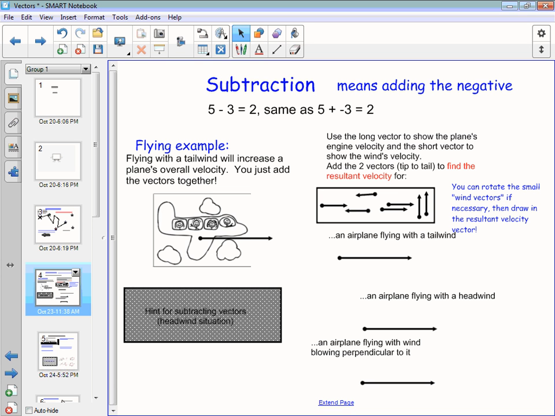So there's 3 different scenarios. Okay, you are using one of these. Yay! Okay, good.